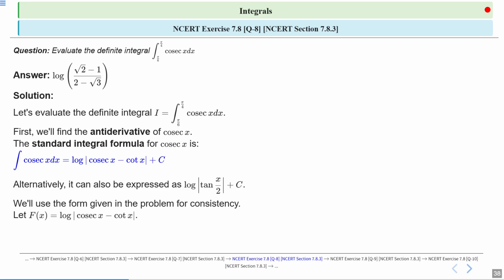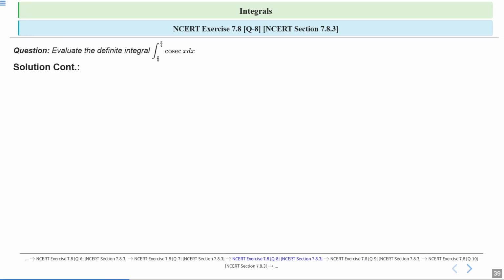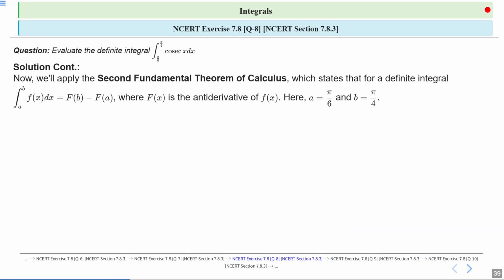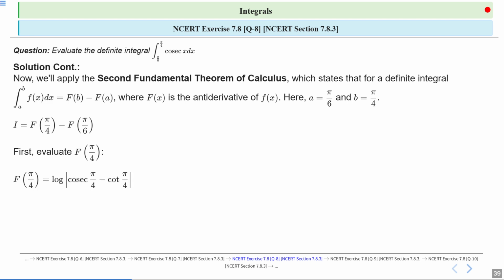So the value of the antiderivative is log of cosec x minus cot x. Just apply the second fundamental theorem of calculus. Calculate the value of the antiderivative at pi by 6 and pi by 4 and subtract, F(b) minus F(a). We get the value of the definite integral. So when we evaluate F at pi by 4, it is log of cosec pi by 4 minus cot pi by 4.